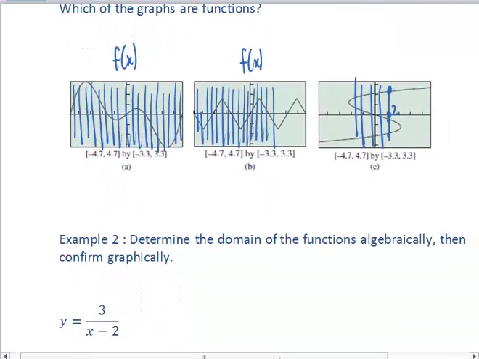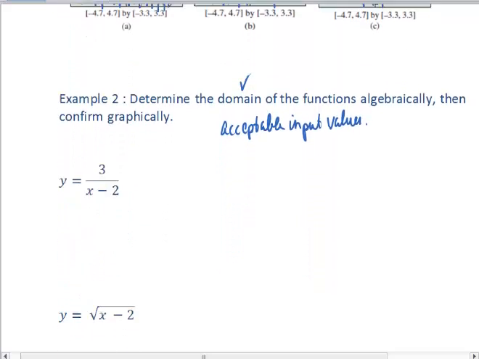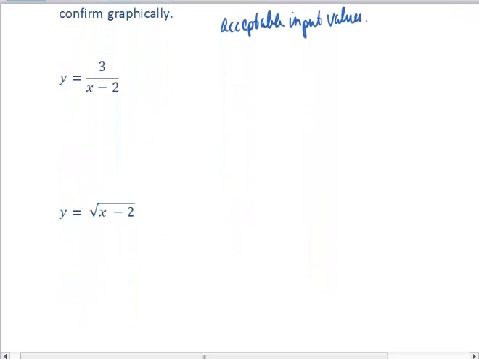In our next example, we would like you to determine the domain of a function. Now, the domain are the acceptable input values, the values for which the function is defined. So we have three examples. These are classic examples that we like to show.